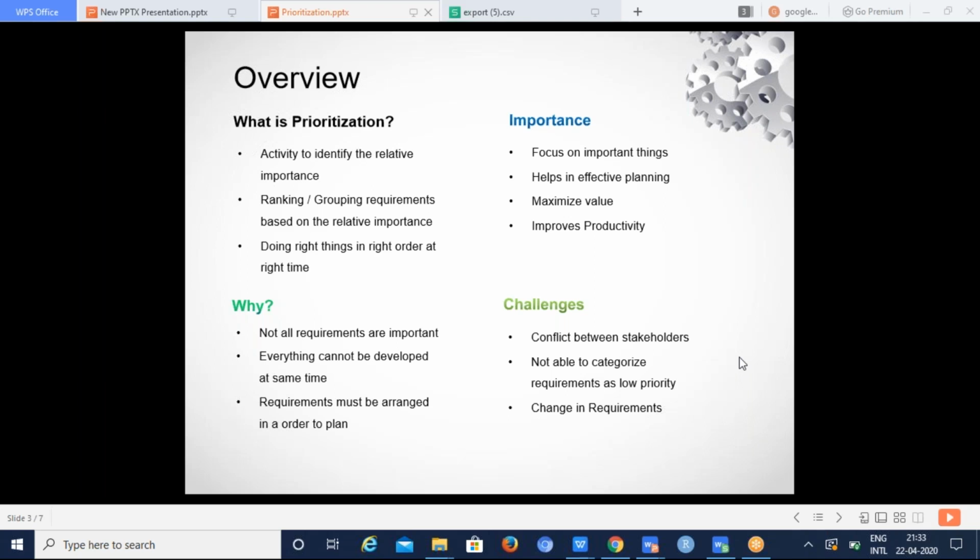So why do we need prioritization? Every one of us knows that we have plenty of requirements or tasks whenever we start developing a product or application. We also know that not all requirements or tasks are important and everything cannot be developed at the same time. Hence, we have to arrange the requirements in order so that we will be able to plan and start working on them, and prioritization is the key to that. Prioritization helps us maximize the value, improve the productivity, and also helps in effective planning so that we achieve what is required.